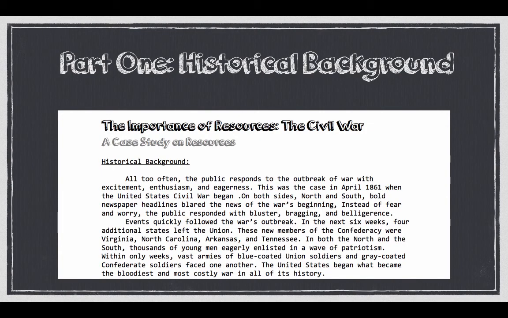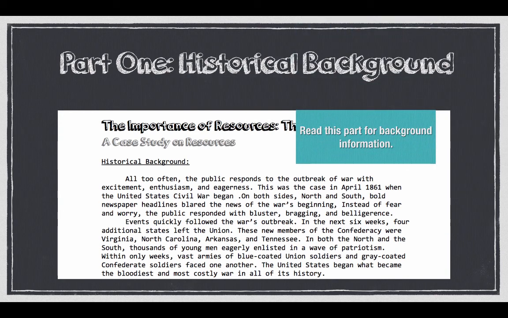Part one of the historical background part, right? In this part, you're going to basically read this part for background information about the Civil War. Maybe you've never heard of the Civil War before. If you've never heard of the Civil War before, this might be a good place for you to start with some of that background information. It's important that you read this part as well, because without reading it, you may not understand what's going on in the later parts of this case study activity.